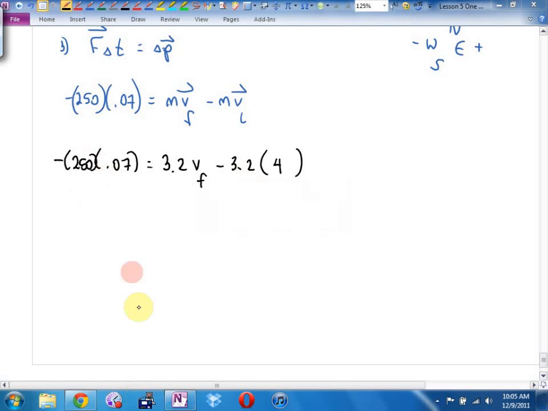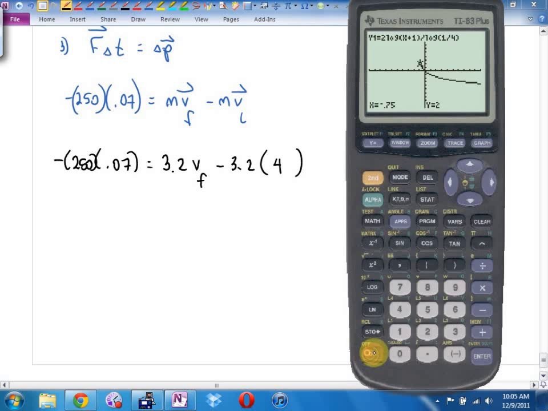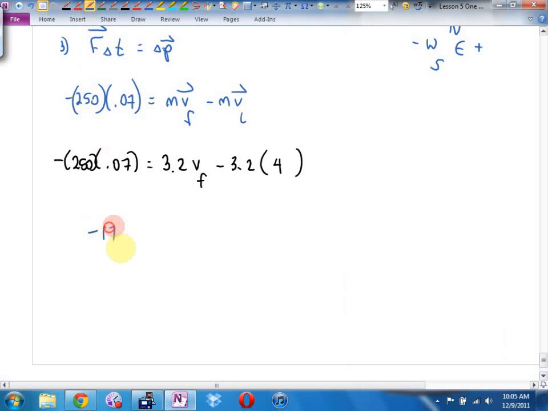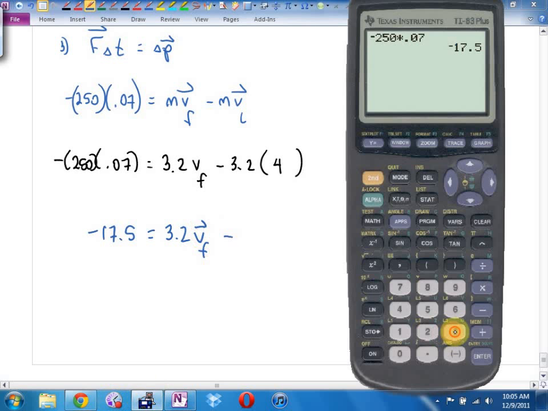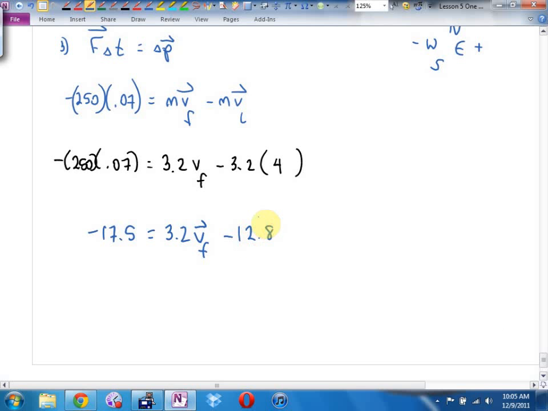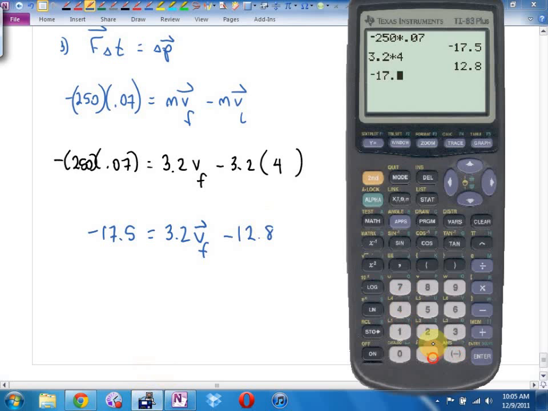Let's see what this side is. Negative 250 times 0.07. I get negative 17.5 equals 3.2 V final minus 3.2 times 4, which is 12.8. Plus 12.8 to both sides, yes? I'll get negative 17.5 plus 12.8.